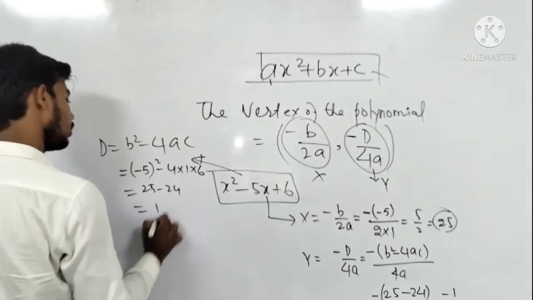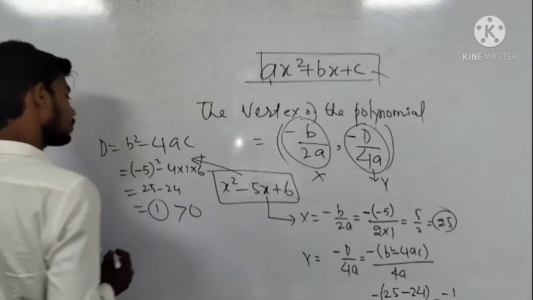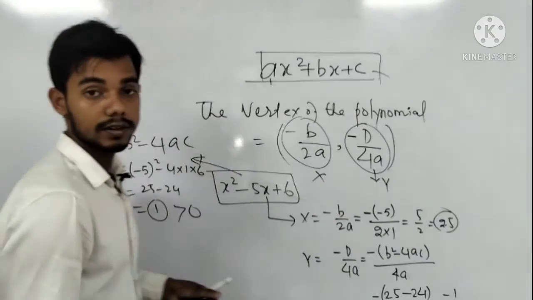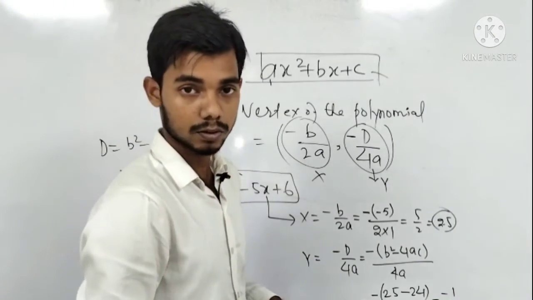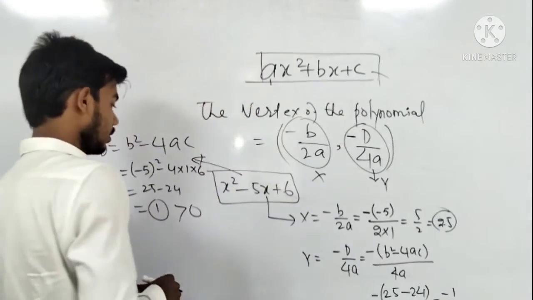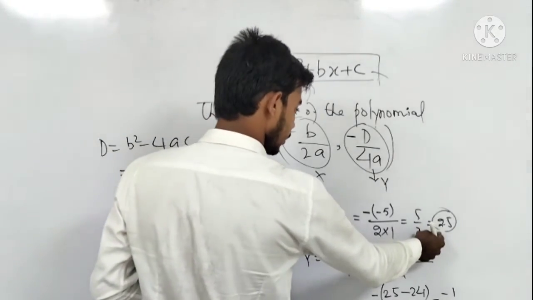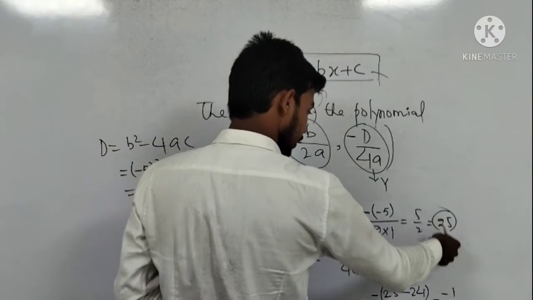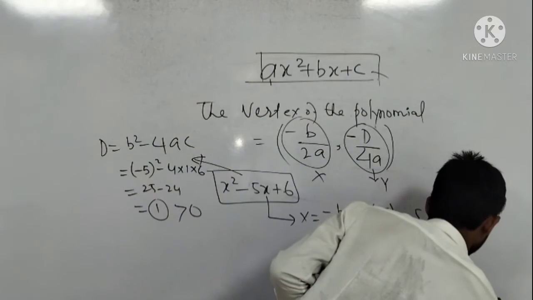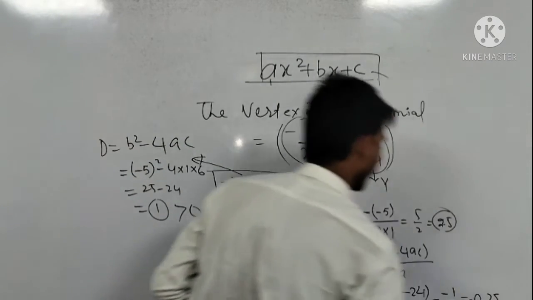25 minus 24 is equal to 1, which is greater than 0. That means the graph will cut the x-axis at 2 points. I have talked about that in the previous class. Okay, the graph will turn at 2.5 and minus 1 by 4, and obviously minus 1 by 4 is minus 0.25.